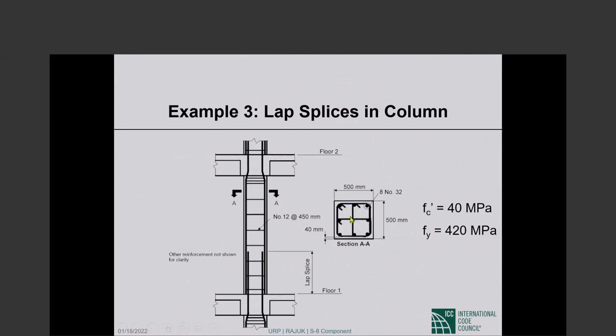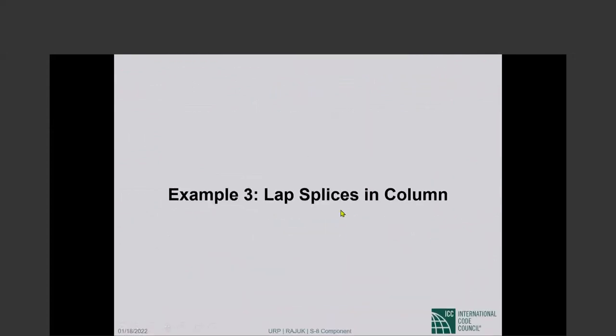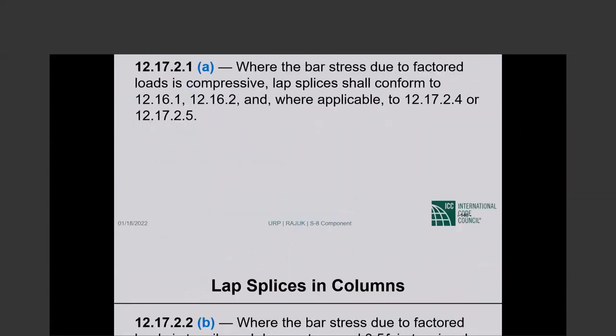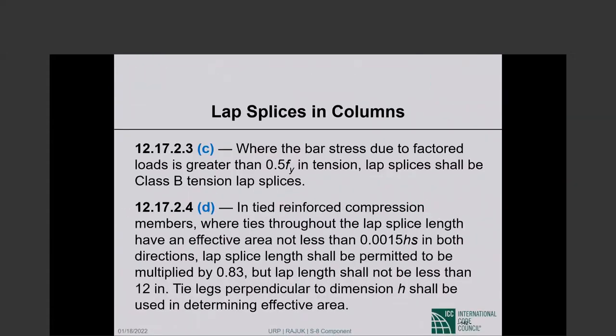We have 3 legs of ties provided in each direction. This, that, and that. This, that, and that. Okay. And so this said, in tied reinforced compression members where ties throughout the lap splice length have an effective area not less than 0.0015 hs in both directions, lap splice length shall be permitted to be multiplied by 0.83.